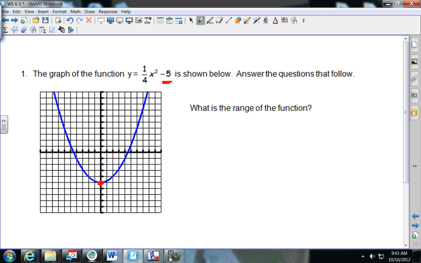Okay? Now the range. The question actually is, what is the range? Underline range on your paper. Is the range the x or the y? It is the y. Okay? So I'm going to start off with y. And it wants to know what numbers are the y numbers. What is the smallest y number on this parabola? It's all the way down here at negative 5, right? And what's happening? It's all the numbers that are bigger than negative 5.